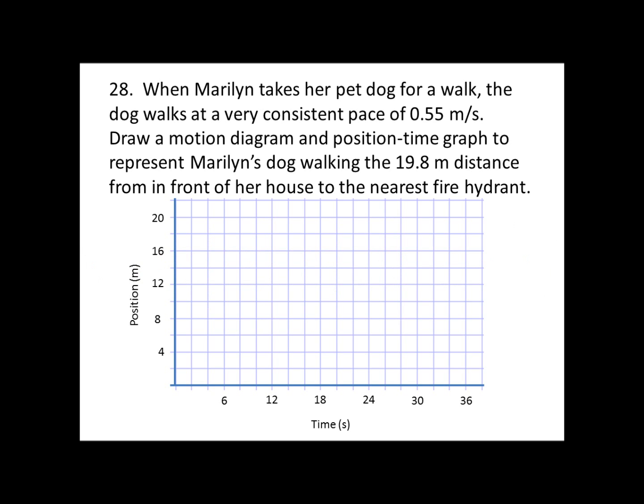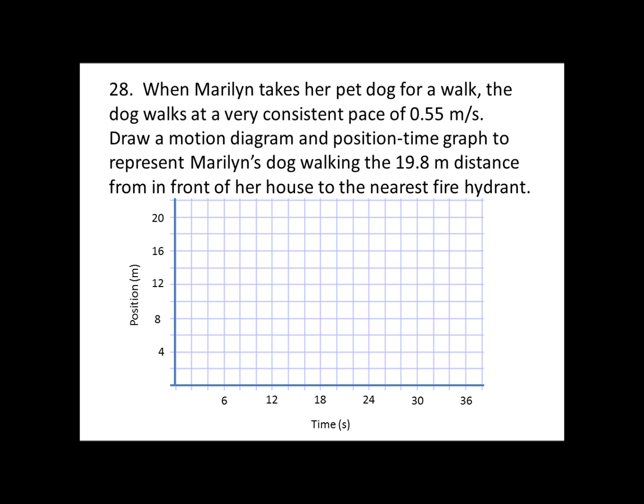Okay, so now what about that position time graph? Well, I've got my axes, I've got everything labeled out nicely. Notice I broke it up in a more general position. Instead of ending at a perfect 19.8, it's actually ending at a 20. Now my time does work out well, so I went ahead and labeled it by every 6 seconds. Each box is 2 seconds though.